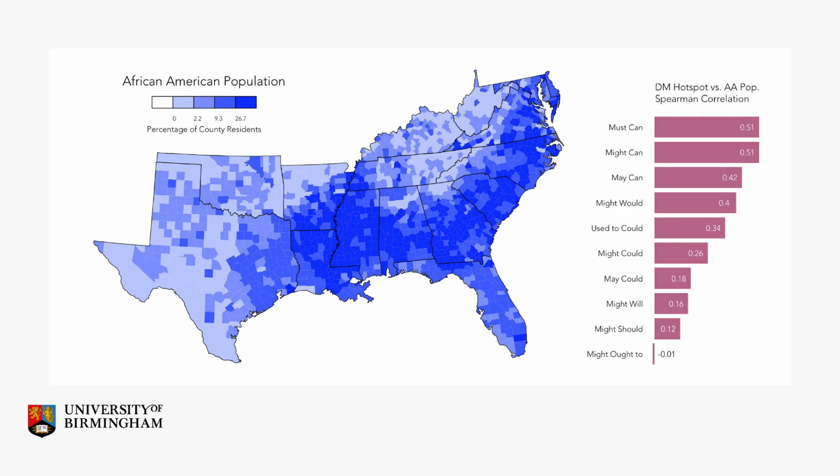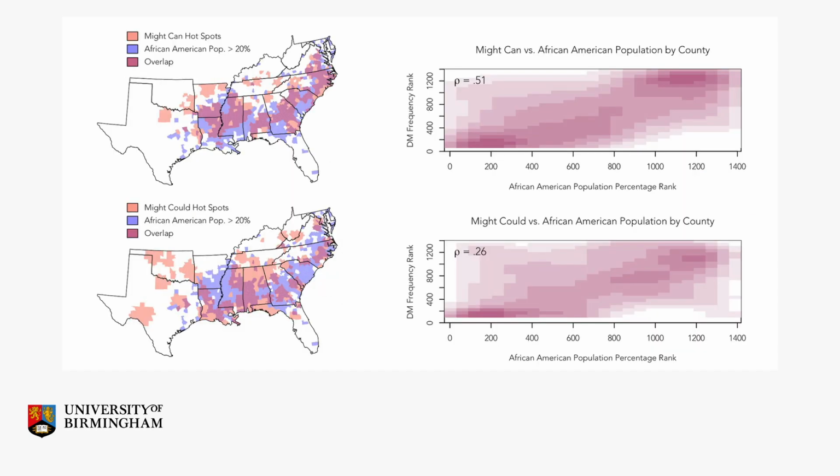I'll show you some images in a second. And really none are strongly correlated with where white Americans live in the South. Here are a couple of maps. These are maybe a little bit hard to see, but basically what they're trying to show you is the overlap between might can on the top and might could on the bottom.